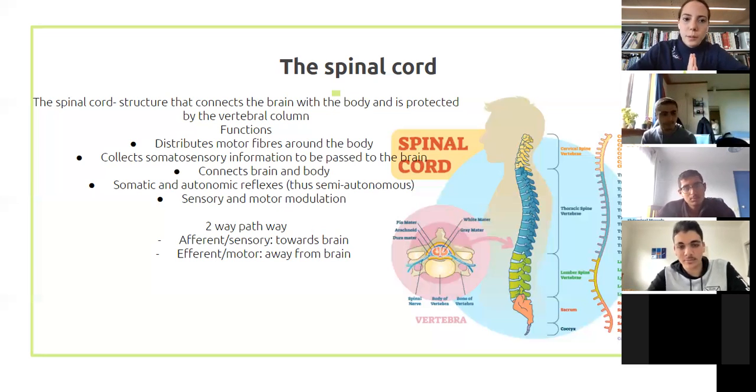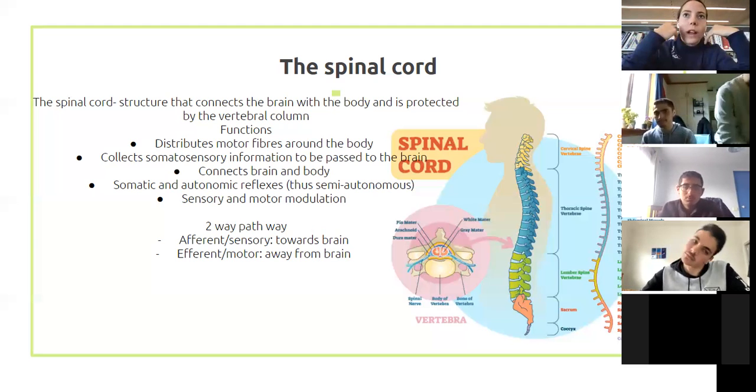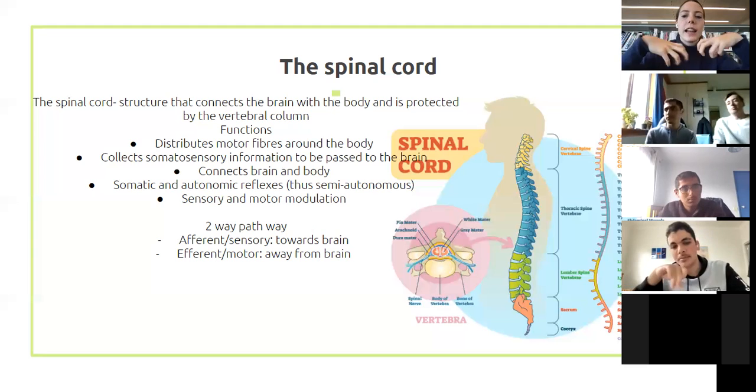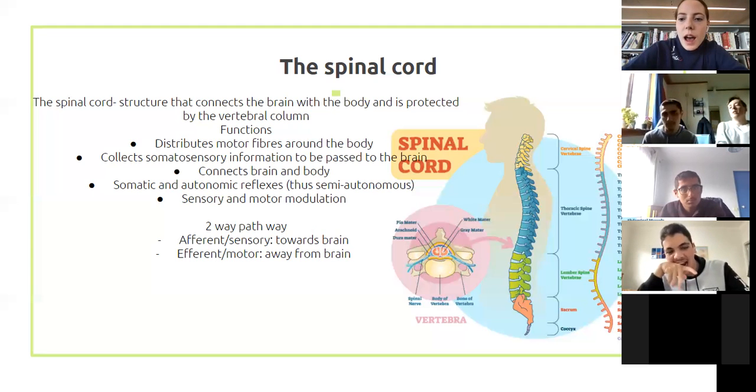These always go towards the brain because you're receiving this input. And then we have the efferent motor. These go away from your brain, so it goes down and out, and that allows you to implement action.